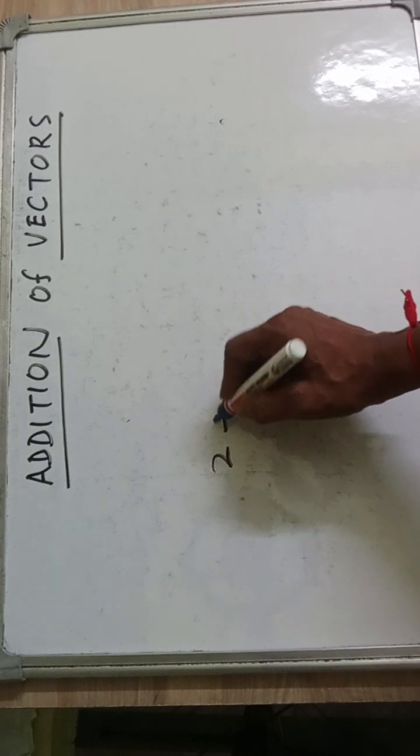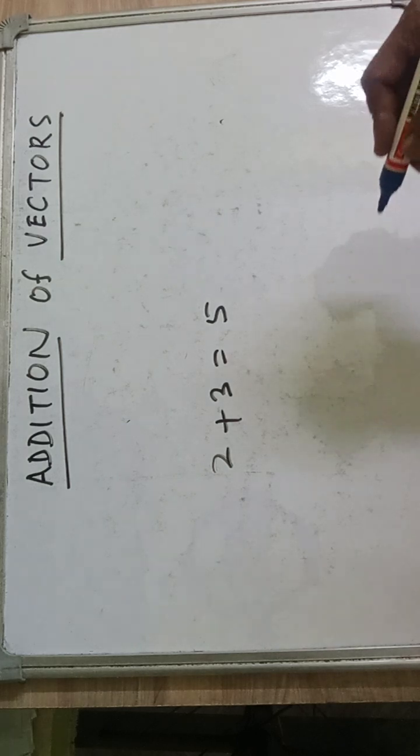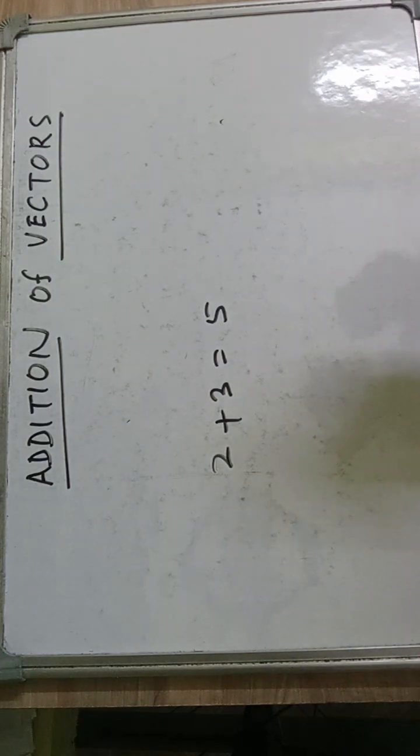आज हम पढ़ेंगे एडिशन ऑफ वेक्टर्स। ऑल वी आर अवेयर ऑफ नॉर्मल अलजेब्रिक एडिशन ऑफ न्यूमेरिकल वैल्यूज और न्यूमेरिकल क्वांटिटीज और न्यूमेरिकल नंबर्स, that is the algebraic addition. Suppose 2 plus 3 is equal to 5. In vector addition we'll do vector method of addition. In that we have different methods to add vectors.